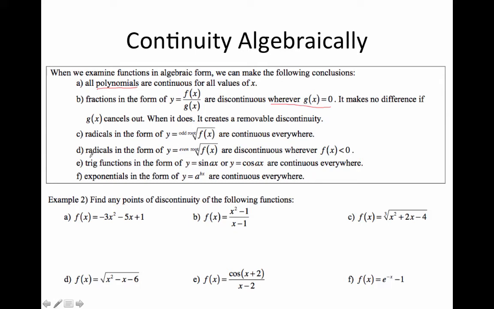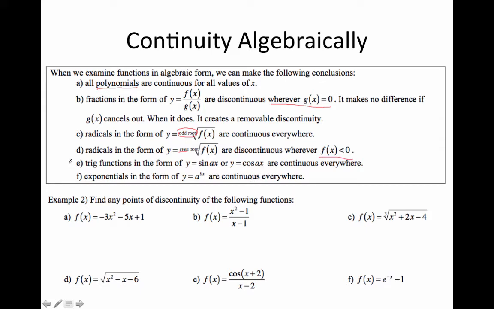Okay, radicals. Depends on the index of the radical. If you have an odd root, we don't have to worry so much about continuity. It's going to be continuous everywhere. That's because it doesn't matter whether f of x is positive, negative, or 0. You can take a cube root or a fifth root of that value. Now, if the radical is an even root, the square root of x, the fourth root of x, the 10th root of x, that's going to be discontinuous wherever the function is negative, because you can't take an even root of a negative number.